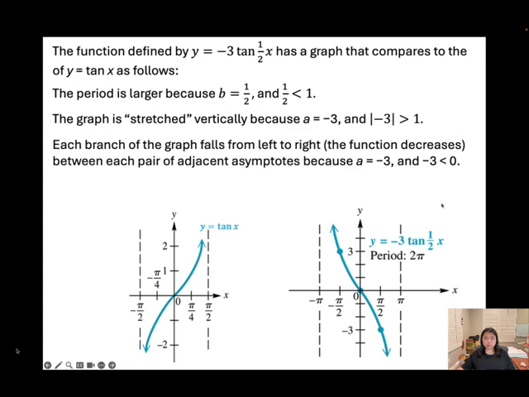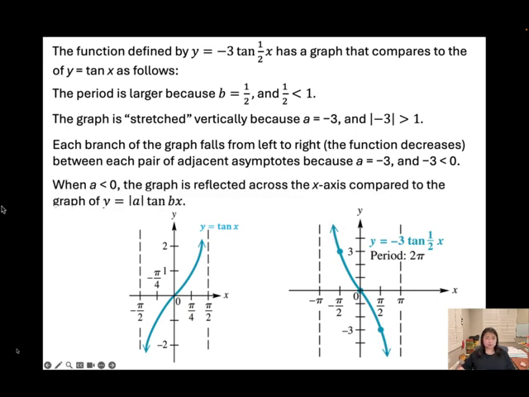And each branch of the graph falls from left to right; the function decreases between each pair of adjacent asymptotes because a equals -3 and -3 is less than 0. When the graph here is negative, it's going to be reflected. That will be decreasing. And when a is less than 0, the graph is reflected across the x-axis compared to the graph of y equals absolute value of a tangent bx.